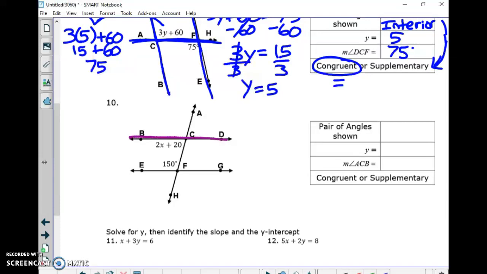On number 10, same idea, so let's go ahead and think about this. These two angles are between the parallels, so they're interior, but they're on the same side of the transversal. So that would be same side interior.